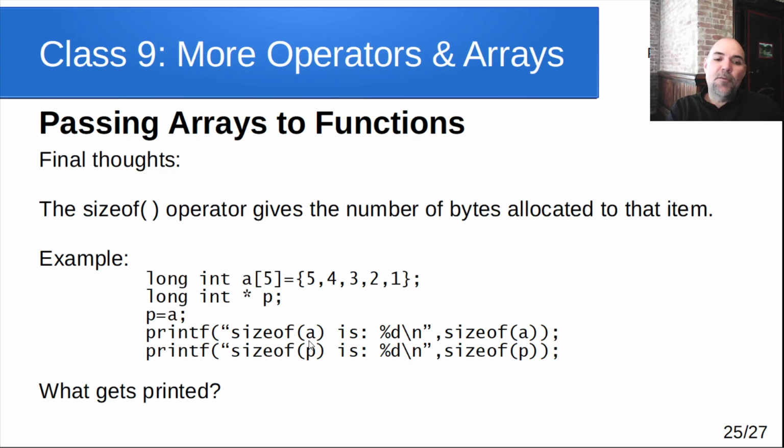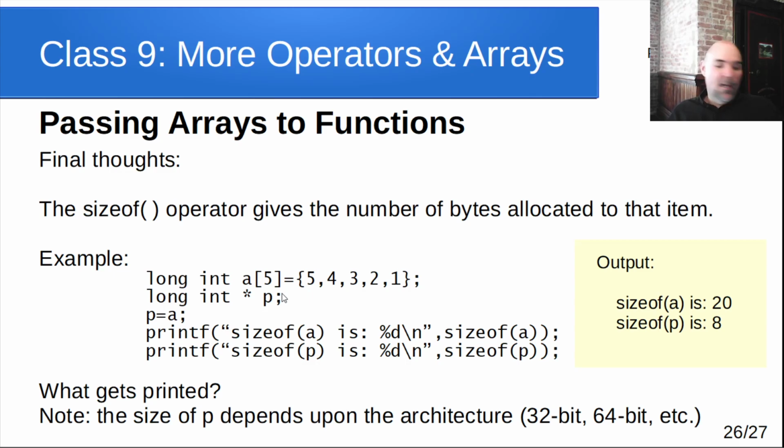But note that even though these can be treated interchangeably with square bracket notation because they're both holding the same address, the allocation associated with each of them is different. This one is 5 units of 4 bytes each, making it 20. This one is big enough to hold an address. So what gets printed? When I did this on my machine, with a 64-bit compiler, I got 20 for that, and I only got 8 for that, even though they can be used interchangeably. And the size of the pointer is going to depend on the architecture: is it 16-bit, 32-bit, 64-bit? That's what's going to determine that.